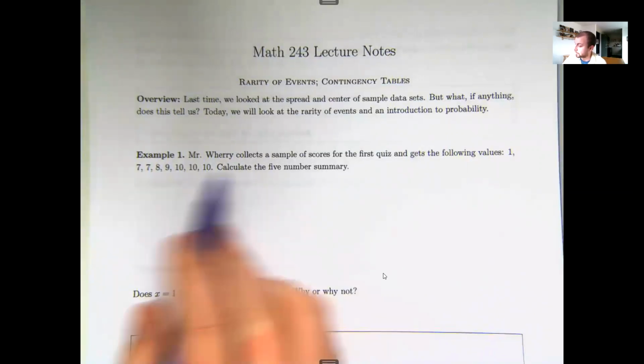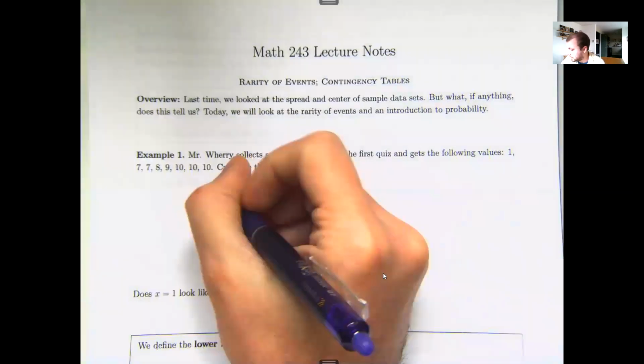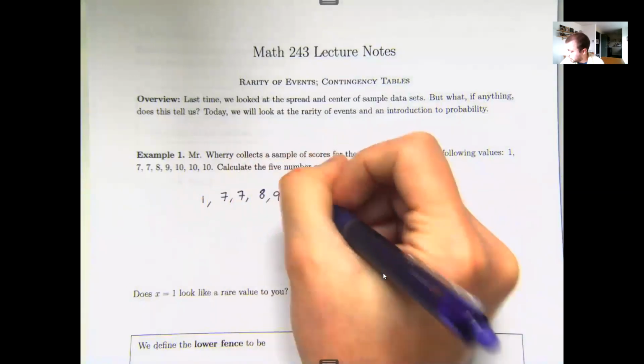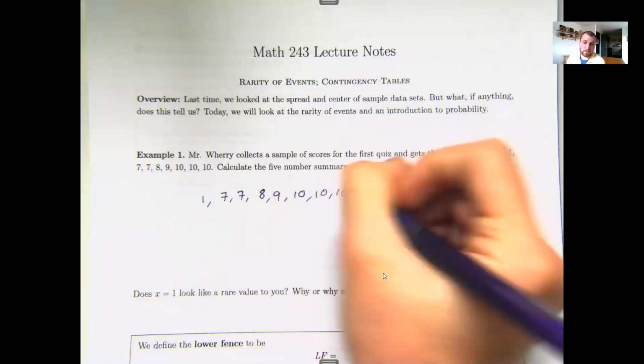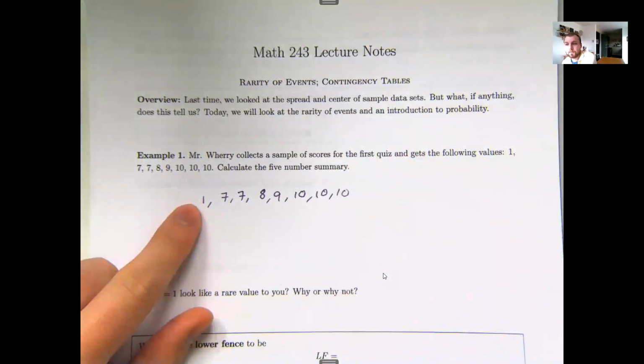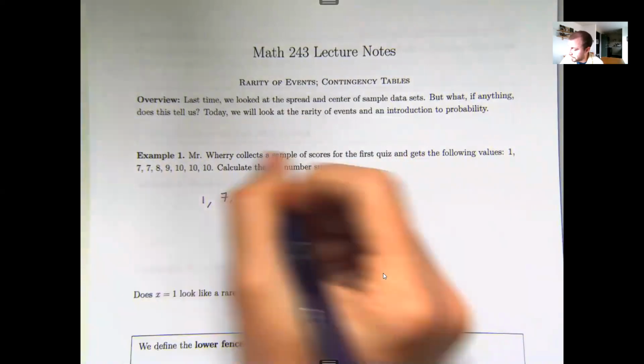These are quiz scores for our first quiz. I have 1, 7, 7, 8, 9, 10, 10, and 10. Informally, an outlier is a value that's well outside of the rest of the data set. So you might take a look at this one and say, oh man, that's really, really low compared to the rest of those values. Let's see if that's actually the case. I'm going to start by calculating the 5-number summary.